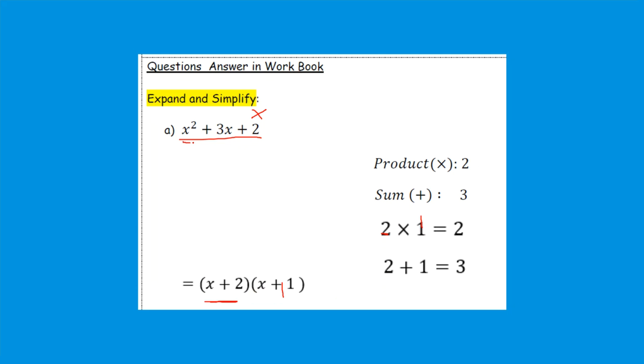So when we factorize this expression, we get these two brackets, which we could write up here as well.